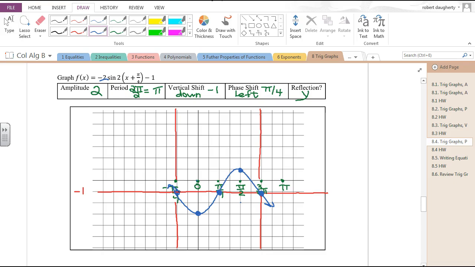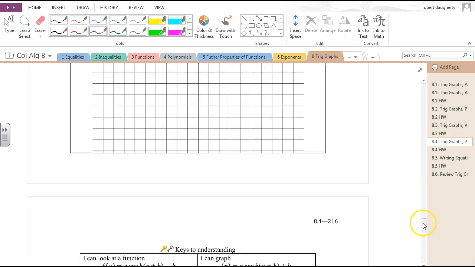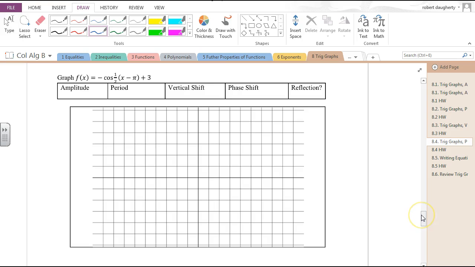Okay. And that is your graph. Negative 2 sine 2 x plus pi over 4 minus 1. How many more? One more, and then you can turn loose on the homework and take a look at it. So seriously, this feels a lot harder. It's just like I said, it's one more thing that's added, but the weight of it just feels heavier because it's a little bit more you have to do with your graph.